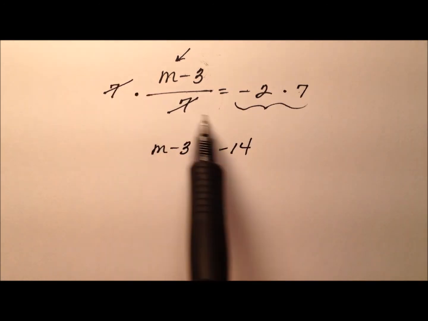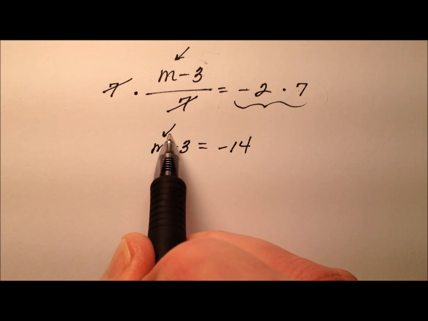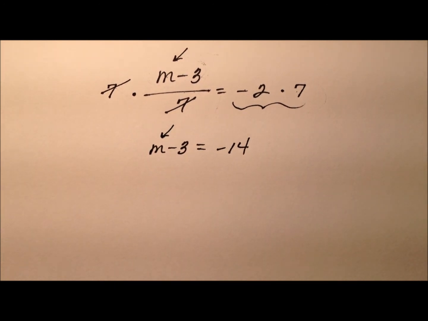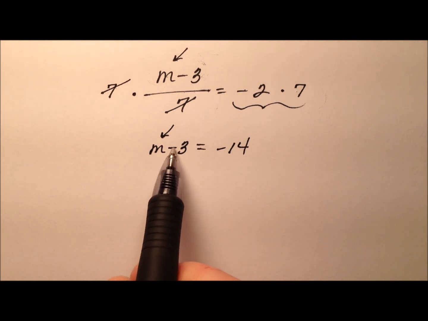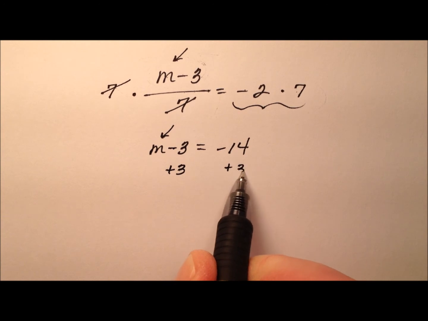So now my two-step equation has turned into a one-step equation. So to finish getting m all by itself, I have m minus 3. So let's go ahead and do the inverse operation of subtracting 3, and let's add 3 to both sides.